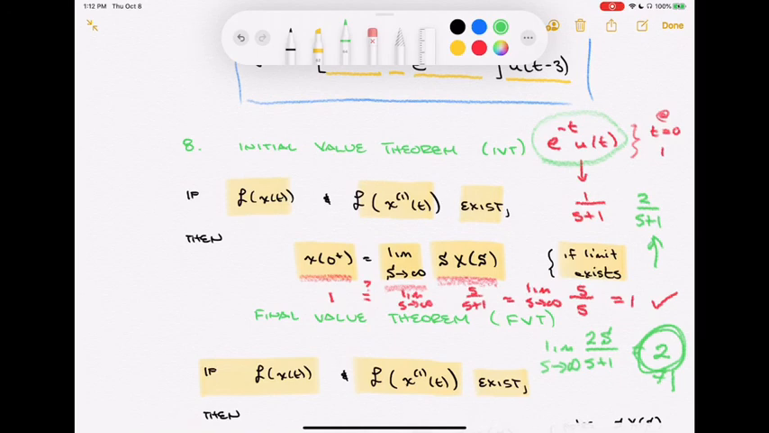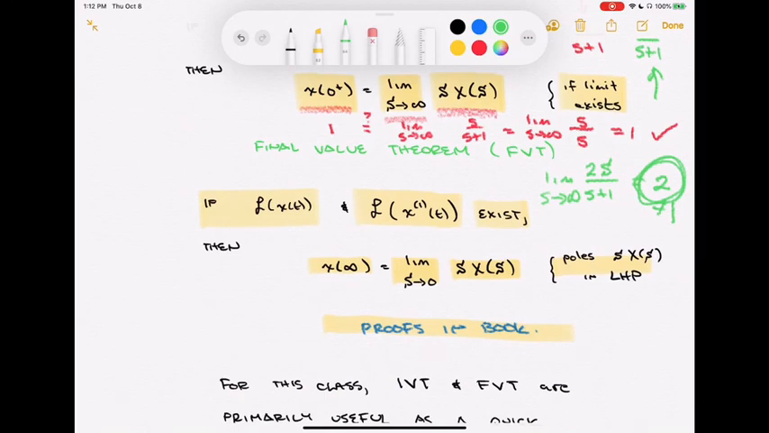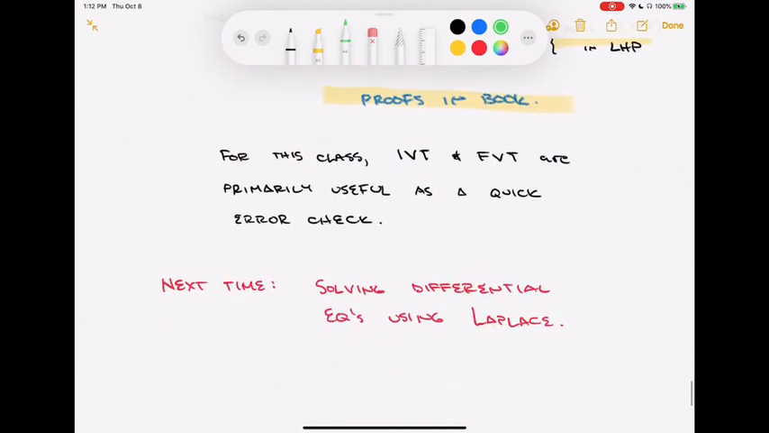This isn't something you have to do all the time. Like I said, it's a diagnostic. It's a way of doing some error checking in some cases. You could do the same sort of thing for the final value if you wanted to. Next time, we're going to talk about solving differential equations using Laplace.